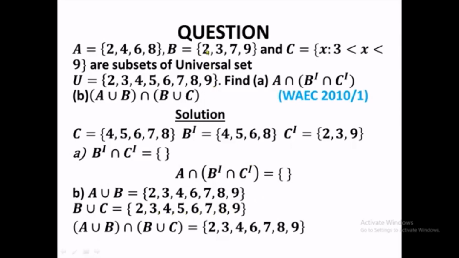If you look at it very well, this is set B and set C combined. Then we need to get the intersection of this and this, the elements common to both. So A union B intersection B union C will give us the elements that are here and also here, and that should be 2, 3, 4, 6, 7, 8, and 9. You can try to check it very well.